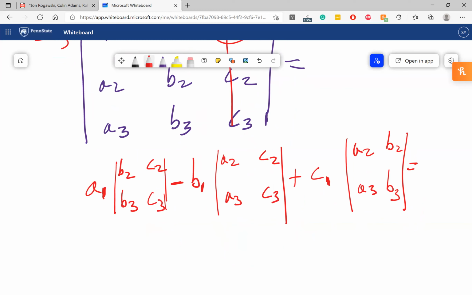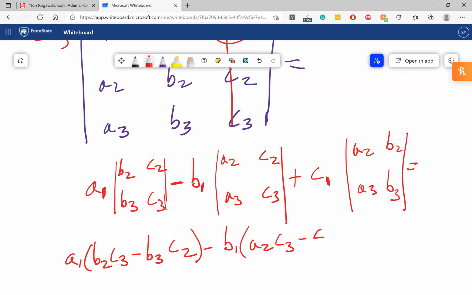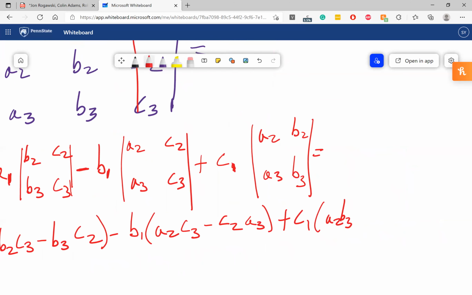And now you use the rule to find the determinants of each one of these 2 by 2 matrices. So the first one will be A1 times B2, C3 minus B3, C2, minus B1 times A2C3 minus C2A3, plus C1 times A2B3 minus A3B2.